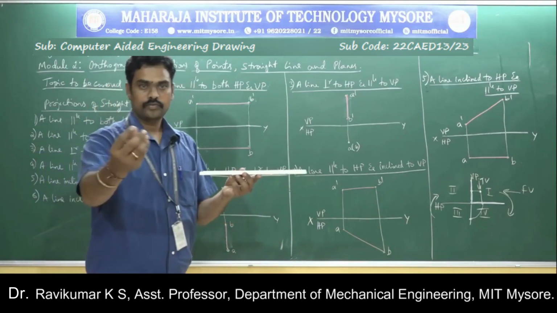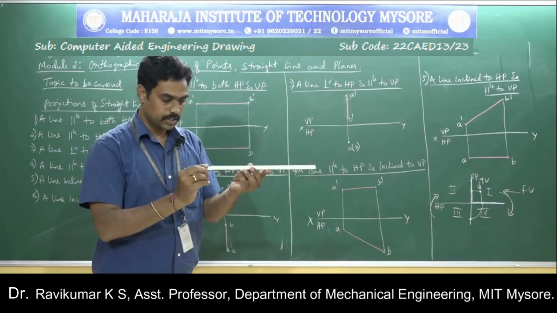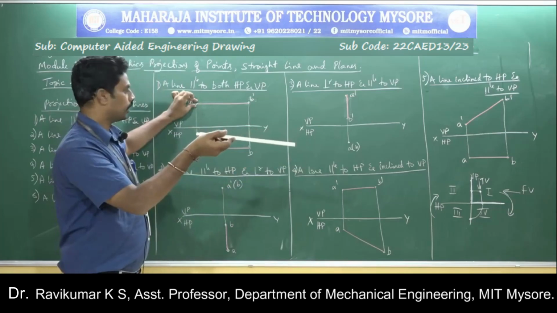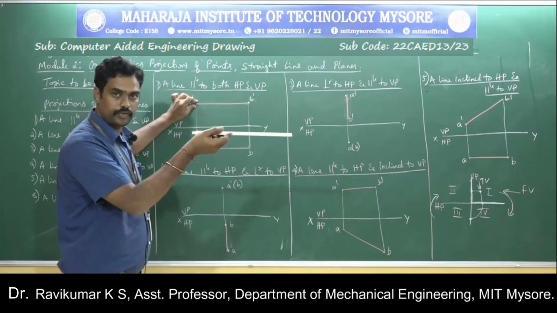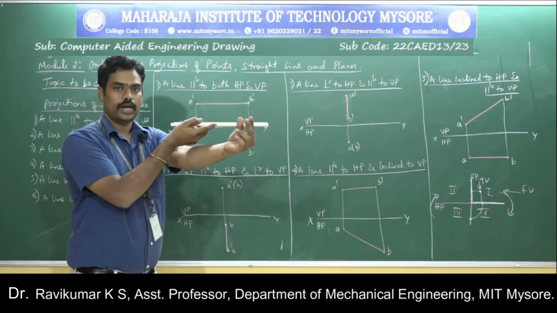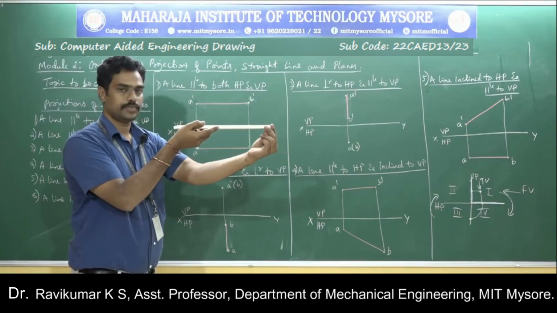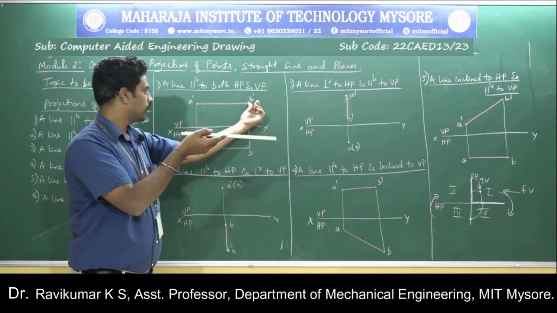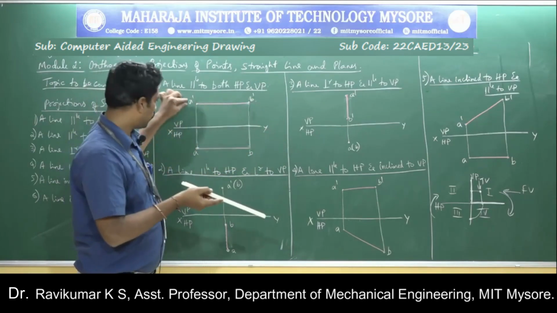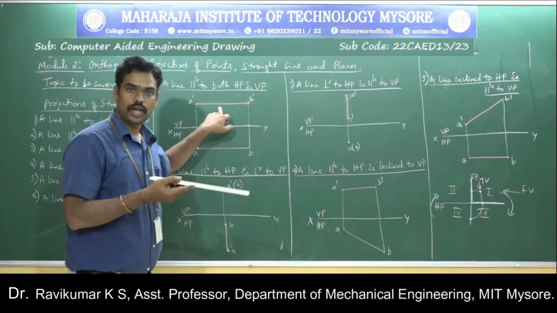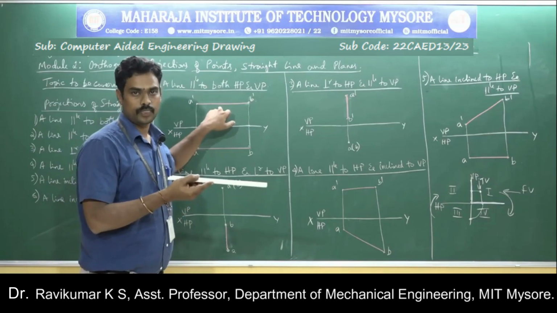The first light source from the eye of the observer captures this point and takes it onto the board. It will be located here, A dash, the front view, written as A dash. Then for the second point, a light source from the eye of the observer captures this point and projects it onto the board or the plane, here. So you will get two points. Join those two points, you will get a line. So this is the projection of the line in the front view.